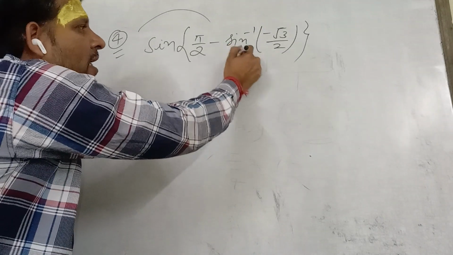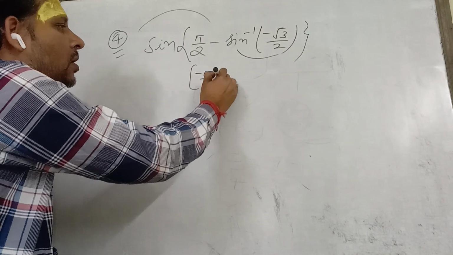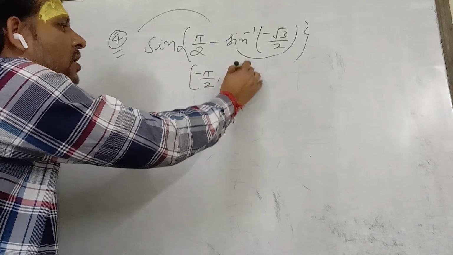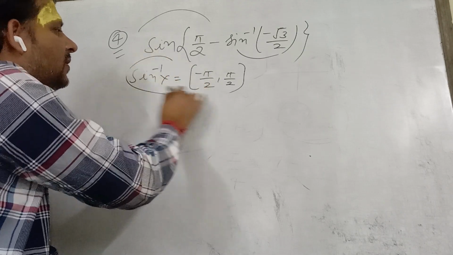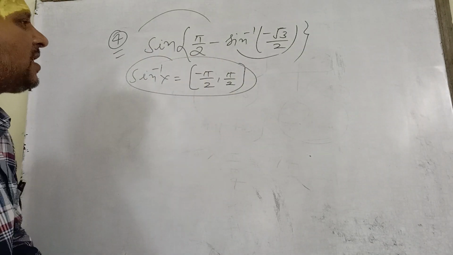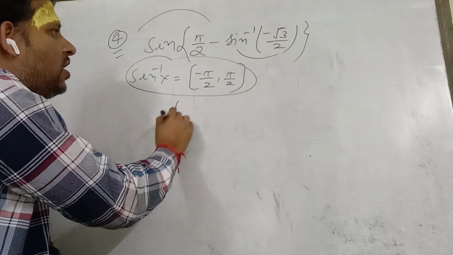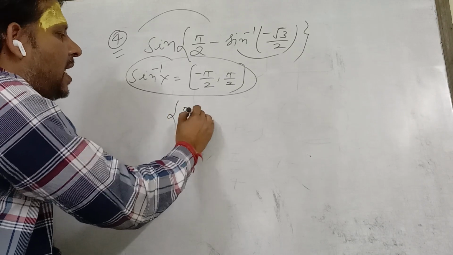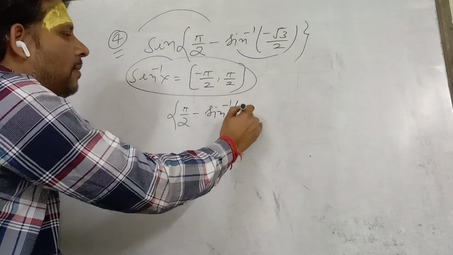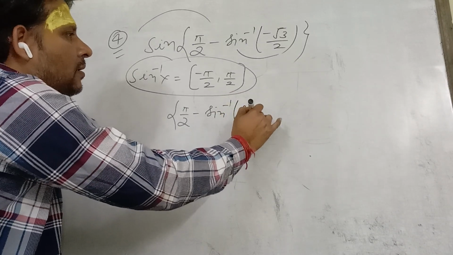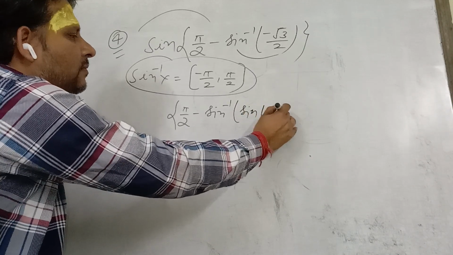Firstly, we know that the range of sin inverse x is minus pi by 2 to pi by 2. All of you already know because I have told you this range several times. Understand? The range is minus pi by 2 to pi by 2. So firstly we will change here. So this becomes pi by 2 minus sin inverse, and this value becomes sin minus 60 degree.